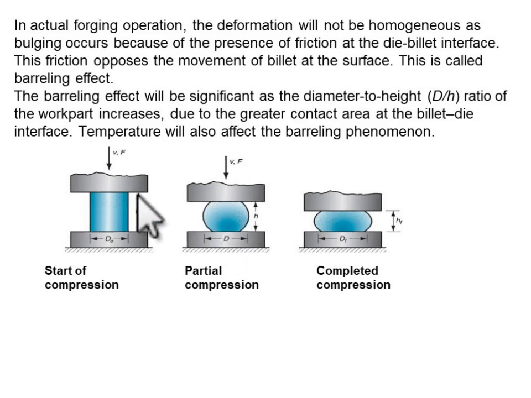And if the height of this workpiece is very small, then this effect of barreling will be less as compared to a taller component. So these are the three stages of open die forging: startup compression, partial compression, and completed compression.